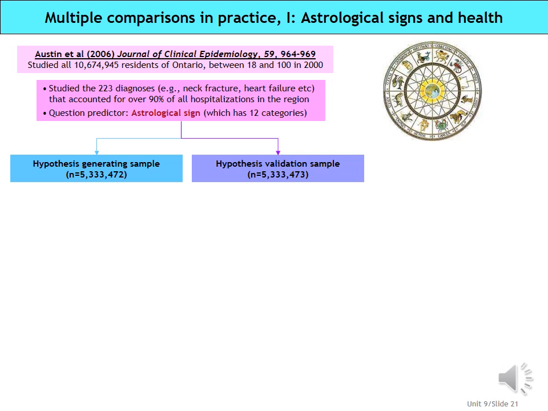The predictor is astrological sign, which has two categories, and they took the whole Ontario region, all the residents from the Ontario region, about 10 million people. They use all of those data, and use half of them for a hypothesis generating sample, and the other half as a hypothesis validation sample. So they're trying to find if there is any relation between the astrological signs and the diagnoses that they have. Do you think they will find anything?